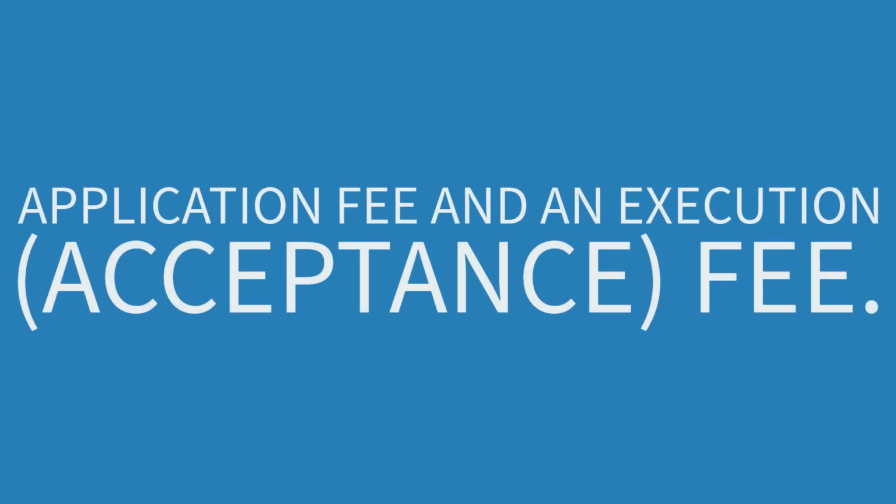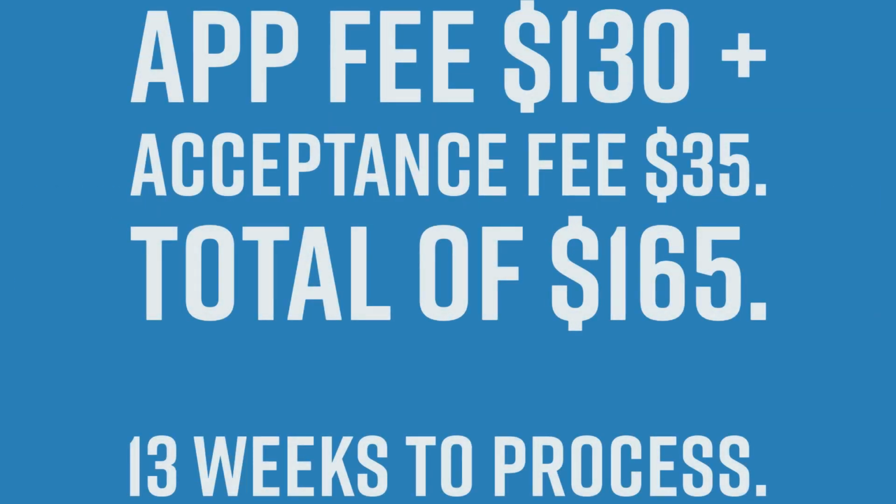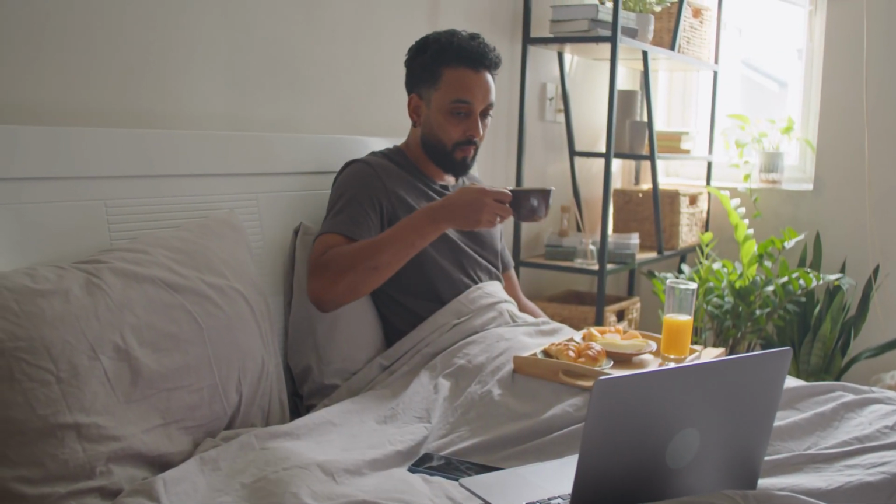Step 16. You must pay fees for the passport services. When applying with Form DS-11, you will pay 2 separate fees, an application fee and an execution fee or acceptance fee. For a passport book, the application fee is $130 and the execution or acceptance fee is $35. That's a total of $165. A passport can take up to 13 weeks to process, so get started early.